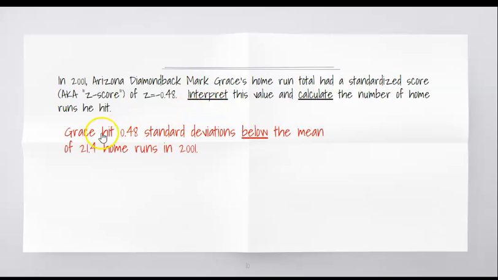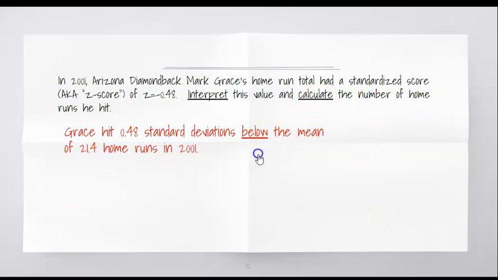So interpreting first, okay? Grace hit 0.48 standard deviations below the mean of 21.4 home runs in 2001. Okay? We know the 2001 mean from the previous slide. Now, notice it says below the mean, and I don't have a negative 0.48 here and say below. That negative is accounted for by the word below, so don't double do it, okay?